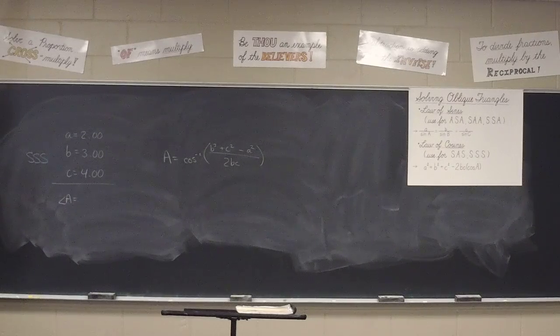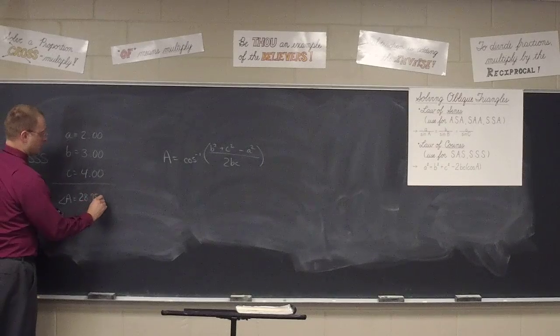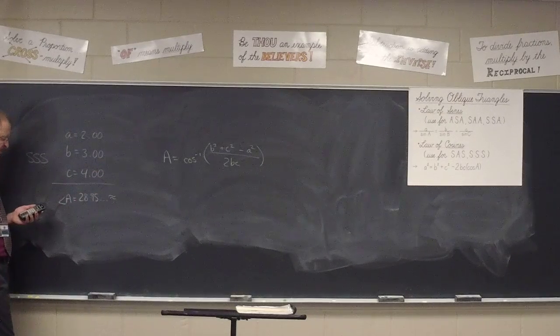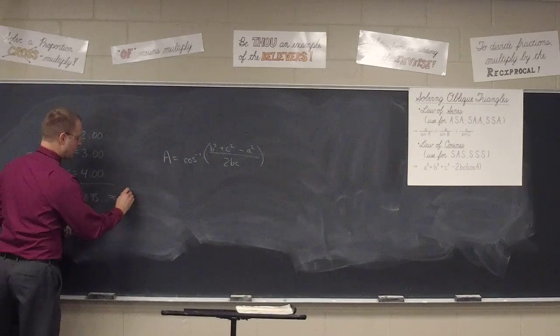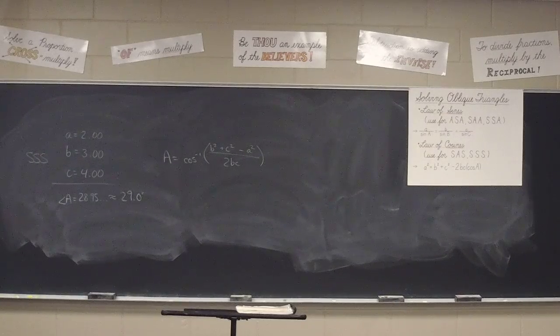All right, so 3 squared plus 4 squared plus 2 squared equals angle A. 28.15, rounded, 29.0 degrees. There we go. Waiting for a nod from Jamie.